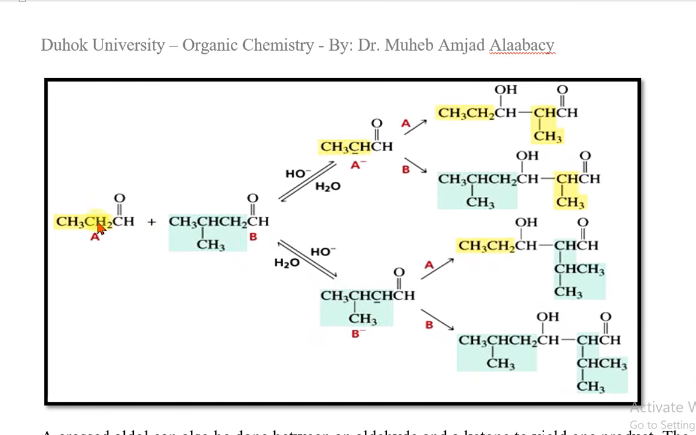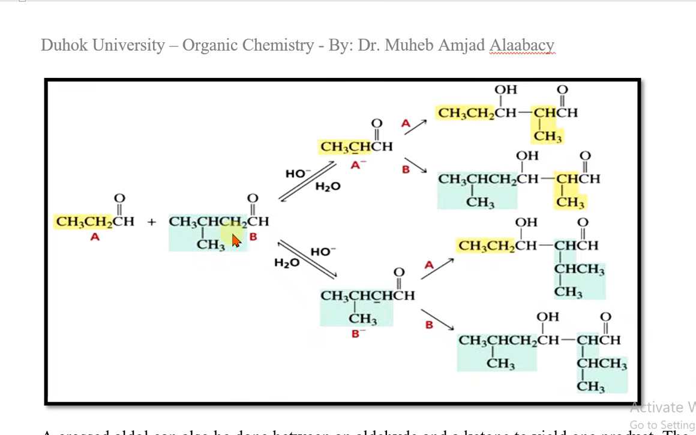Of course, a carbanion can be formed from here to give you this carbanion. The carbanion may add to itself or it may add to B. If the carbanion adds to itself, it will give you this compound. If the carbanion adds to B, it will give you this product.